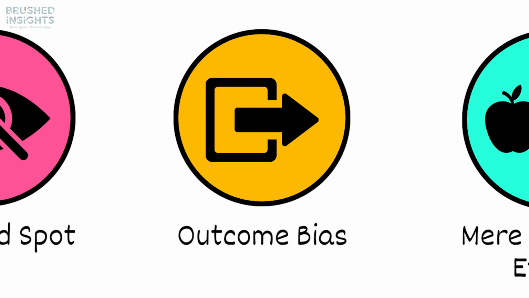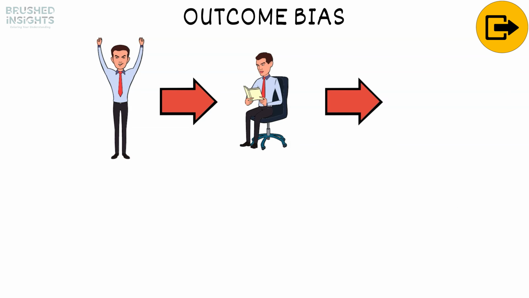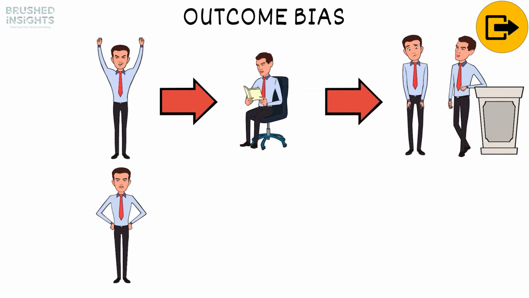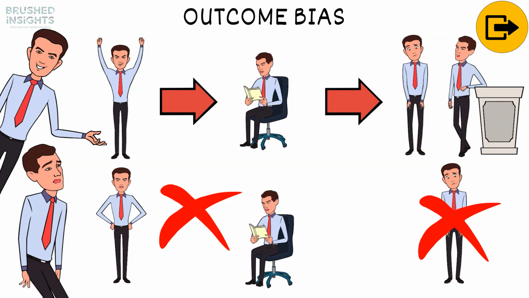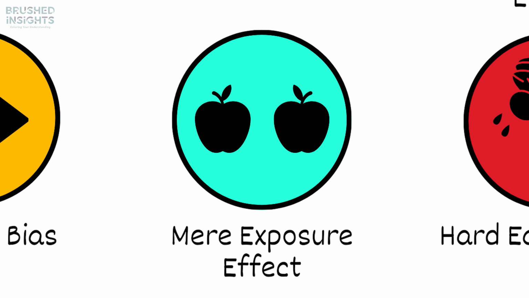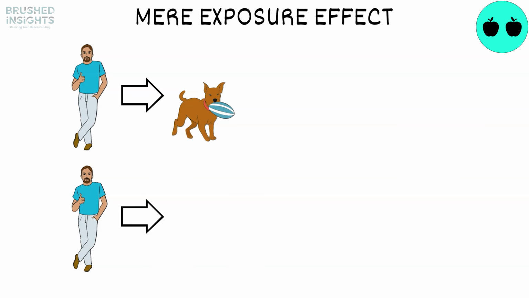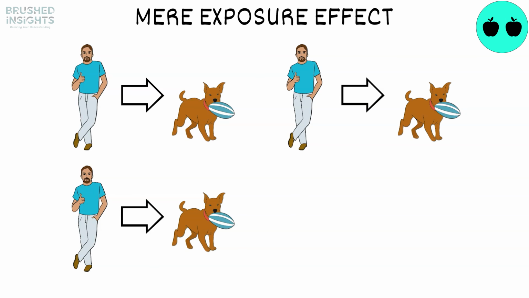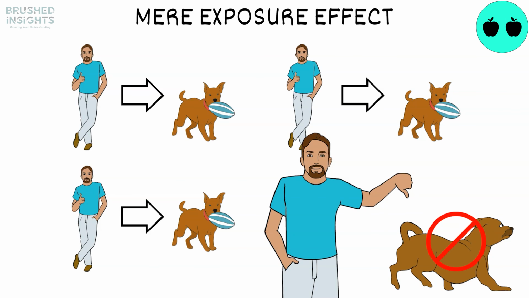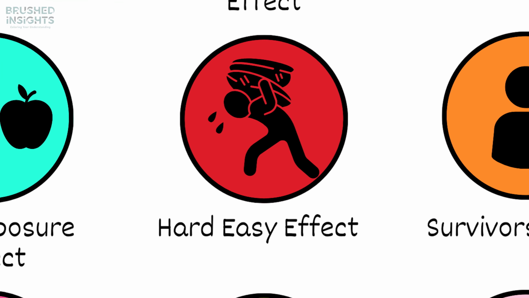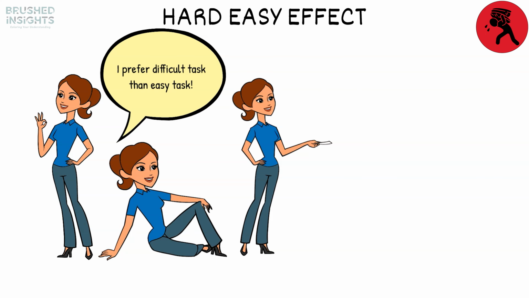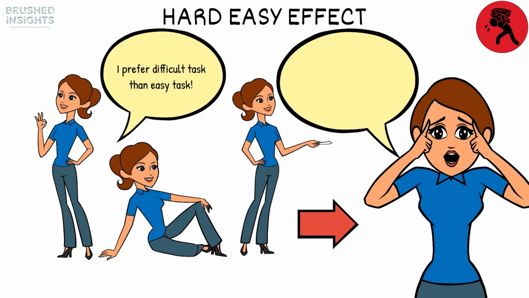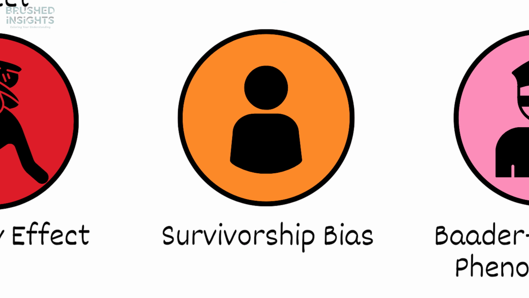Outcome bias. It is the inclination to evaluate a decision based on its eventual outcome rather than the quality of the decision-making process at the time it was made. Mere exposure effect. It is a psychological phenomenon where individuals tend to form preferences or aversions to things simply because they are familiar with them. Hard easy effect. It is the inclination to overestimate one's capability to tackle difficult tasks while underestimating one's ability to handle easy tasks.